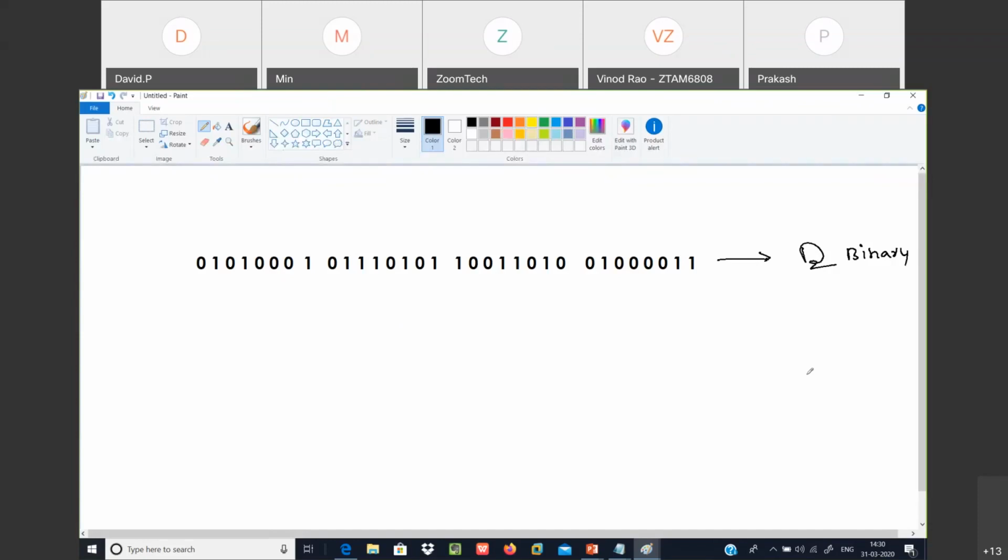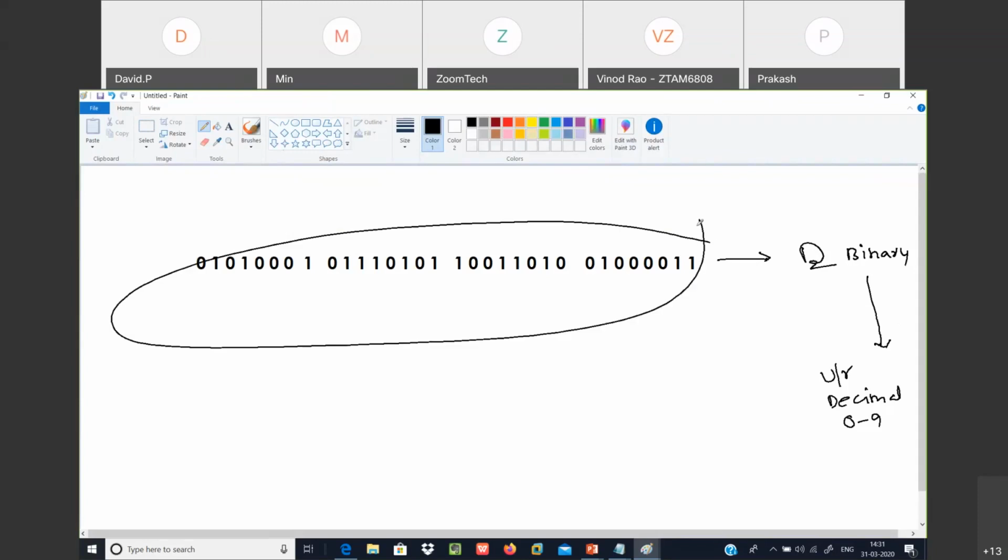But as a user, can we understand binary? The user language is what we are very familiar with: decimal numbers, 0 to 9. This is user language, but machine language is binary. So we need to convert from binary to decimal. Before converting, the complete 32-bit address is divided into 4 portions.